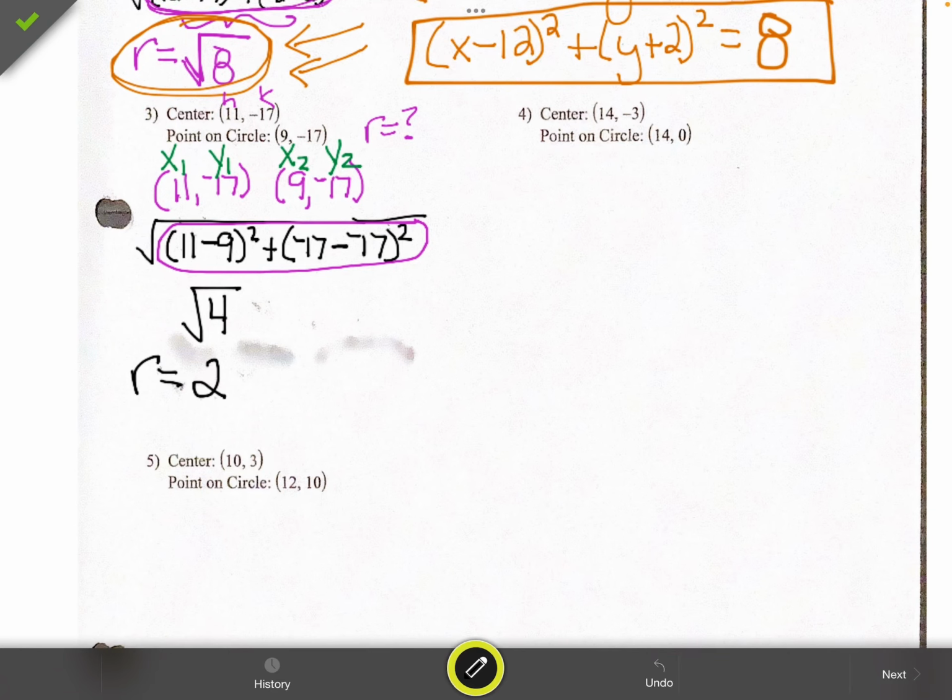All right, so now we have every piece we need. We have our h and our k up here. We have our r right here. So now we're going to drop it into our standard form.